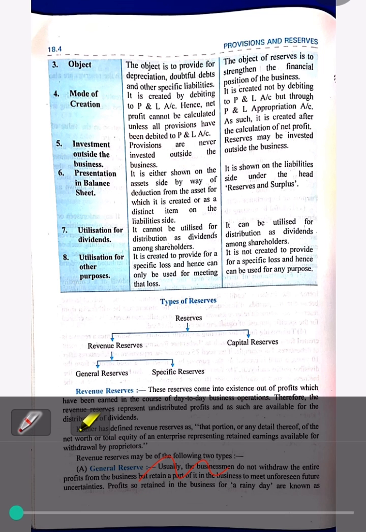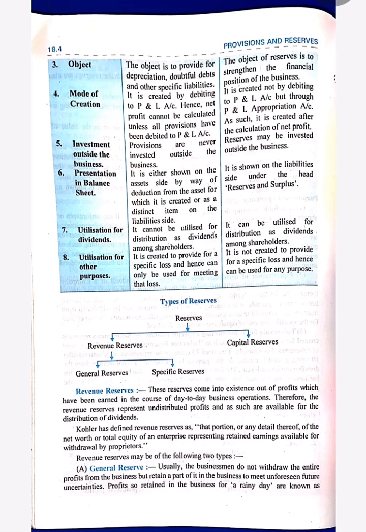Now we will discuss the types of reserve. Simply, there are two types: revenue reserve and capital reserve. In revenue reserve, there will be general reserve and specific reserve. General reserve can be used for any type of liability, and specific reserve is defined to be used only for a particular liability.